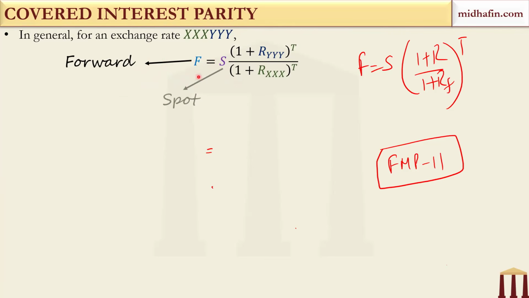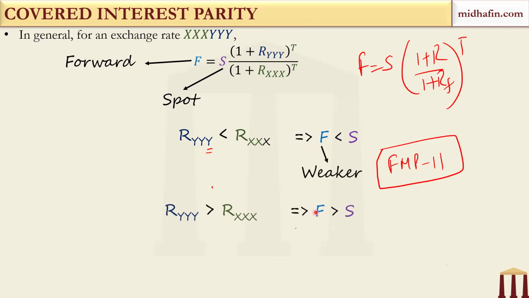This is the forward price, this is the spot price. Now comes the important point. You can see very clearly what will happen if the numerator is less than the denominator: F will become less than S, of course. So if the interest rate R_Y is less than the interest rate R_X, it means F is less than S. It means in the forward market, the currency will be weaker. Whereas if the opposite is true, then of course F will be greater than S.